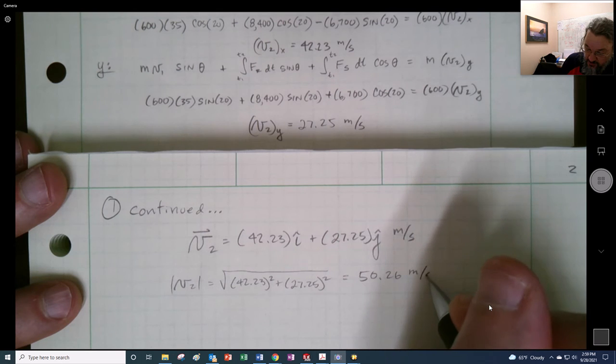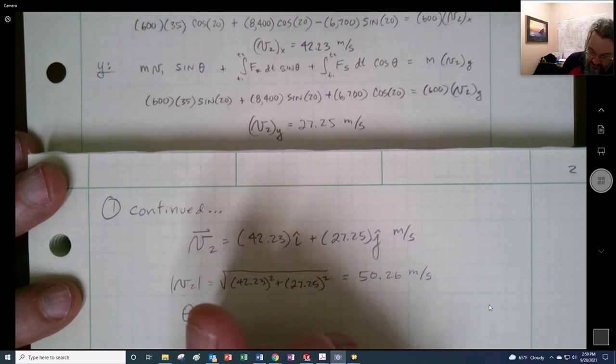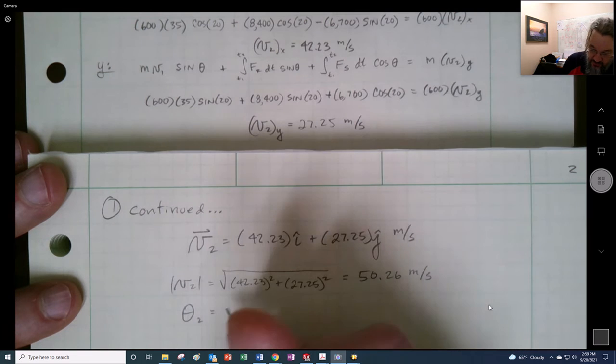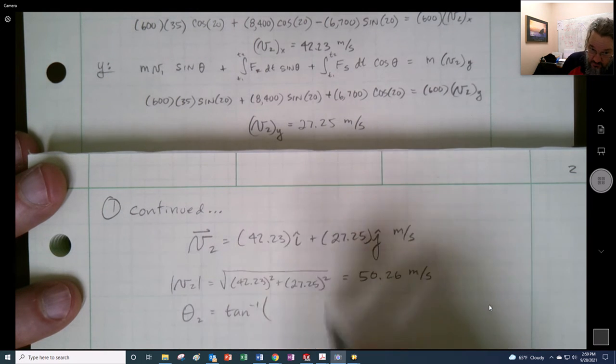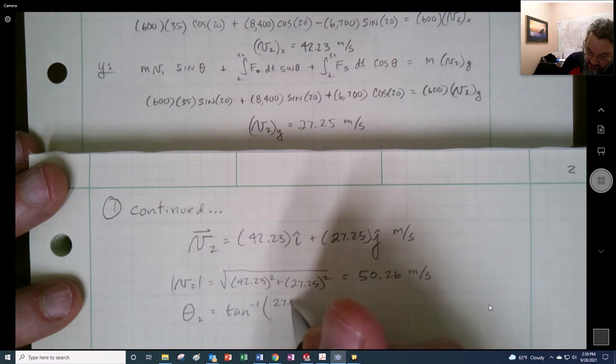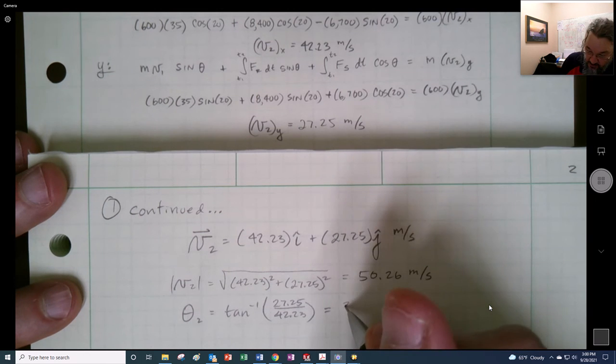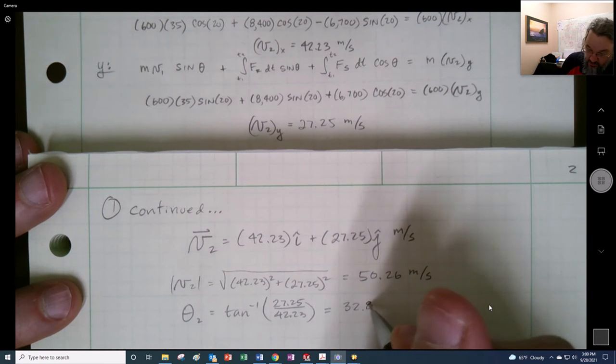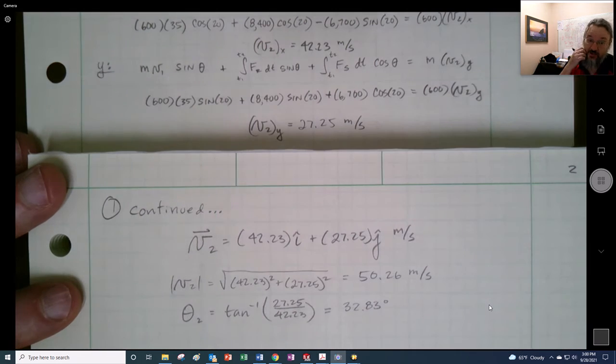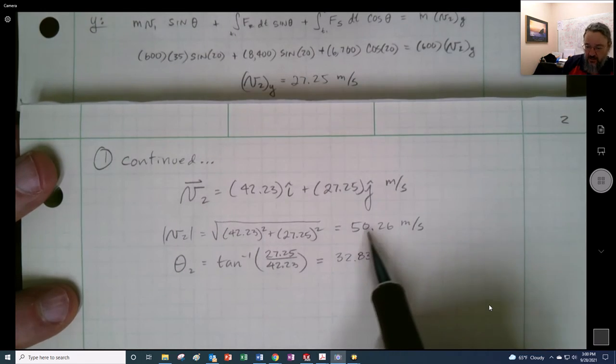50.26 meters per second. I'll have my theta 2 in terms of the traveling of the thing: inverse tangent of rise over run, or 27.25 divided by 42.23, and I end up with 32.83 degrees. So I can write that out at the end when I put out my answers. But that's the magnitude and direction.